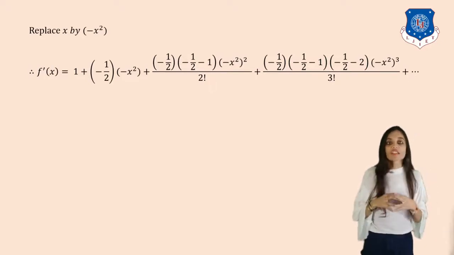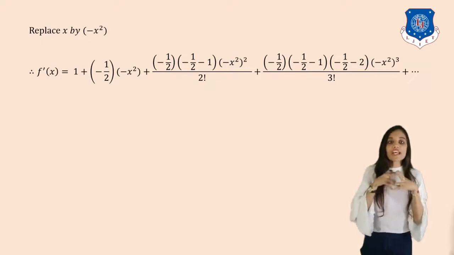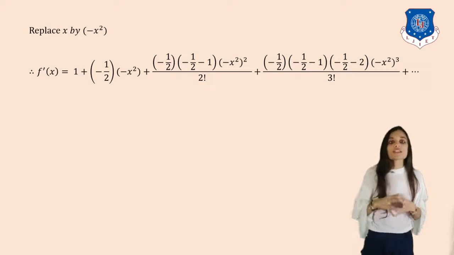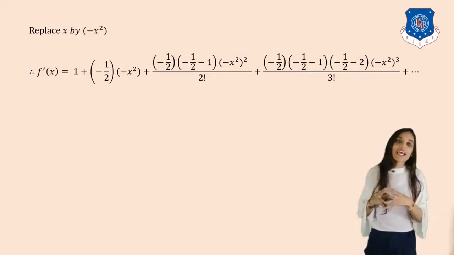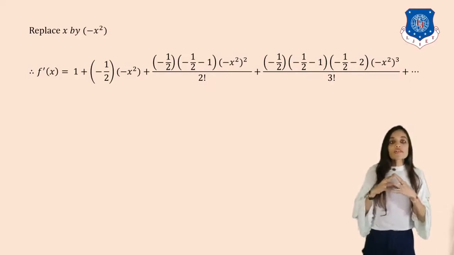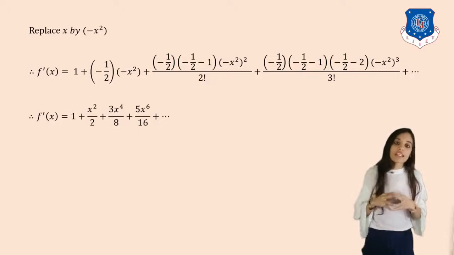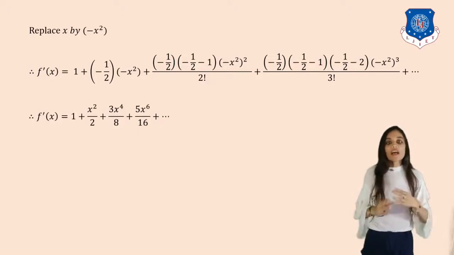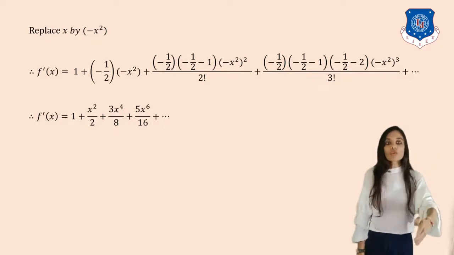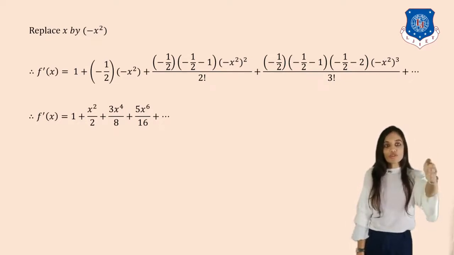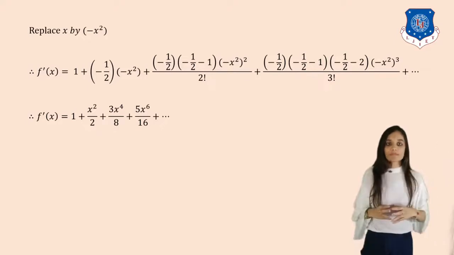So what we have done here, we have represented f dash of x in the form of binomial series by replacing x by minus x square and n by minus half. So now we will simplify. So finally simplifying, we will get our f dash of x, that is equal to 1 plus x square upon 2 plus 3 upon 8 x to the 4 plus and so on.